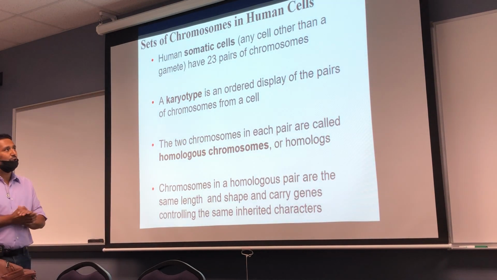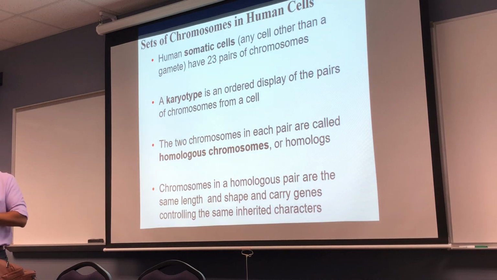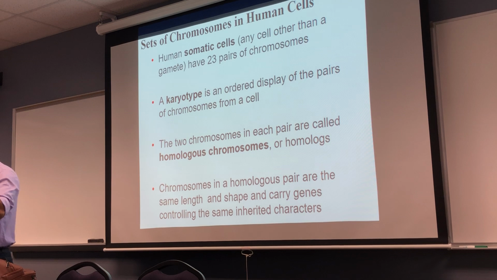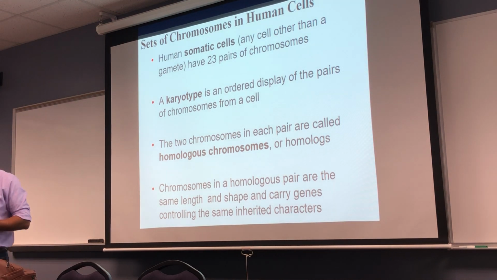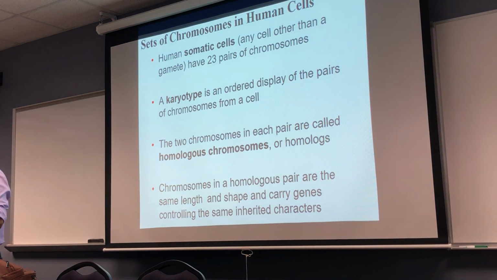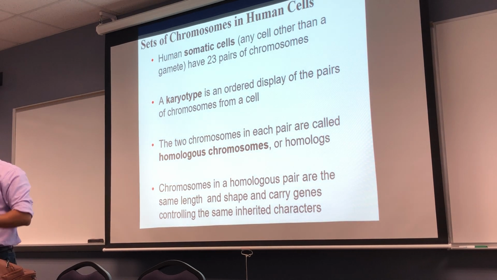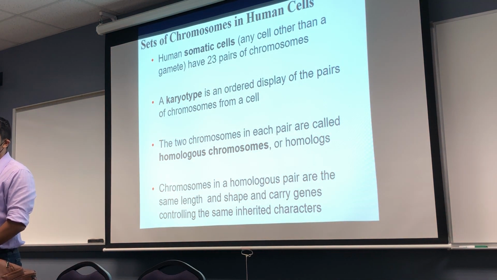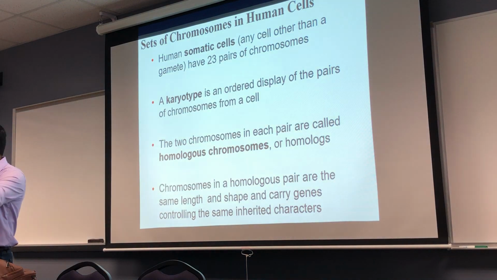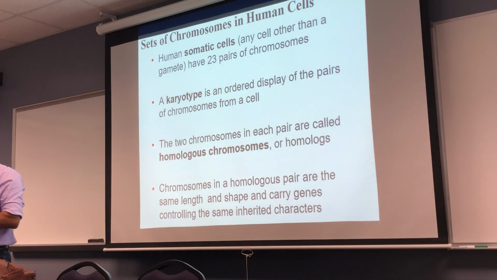Right, so human somatic cells, those are cells in the body, your liver cells, your skin cells, all the cells in your body, have 23 pairs of chromosomes. So 46 chromosomes total, 23 pairs, because one set comes from your mom and the other set comes from your dad. So you have two sets, so you have 23 pairs.